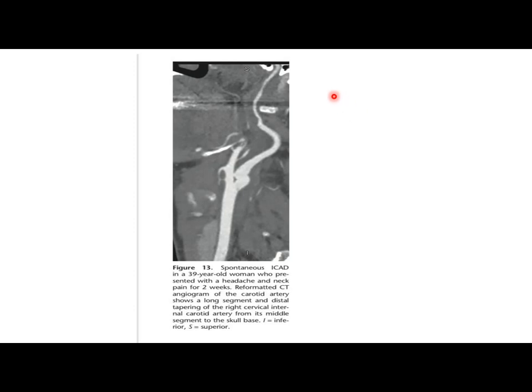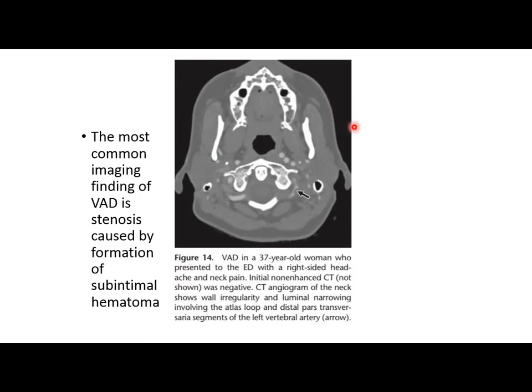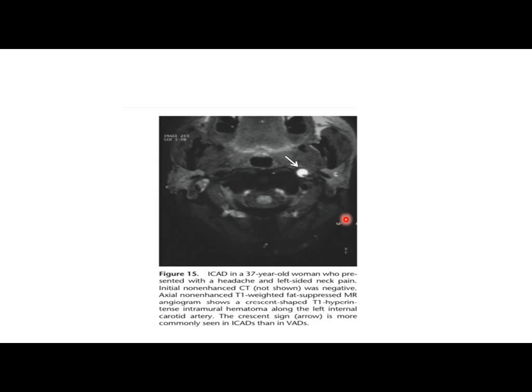This is a CTA. And also, the vertebral artery will show this. Compare this one with this one. This is the normal side. This one is the abnormal. Why? There is this intimal flap and hematoma in the wall of the vessel. This is vertebral artery dissection. The most common imaging finding is stenosis caused by formation of subintimal hematoma. And also here we can see the intimal thickening and hematoma around it, and this is called the crescent sign. This crescent sign around the vessel.